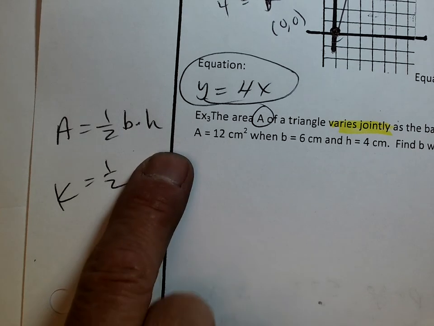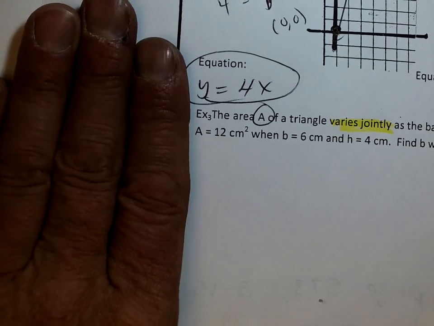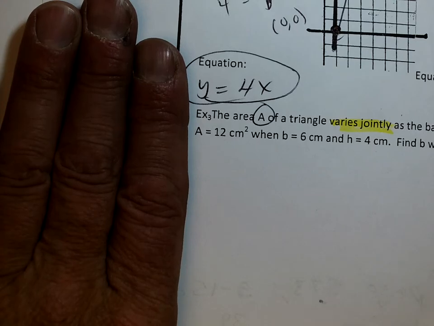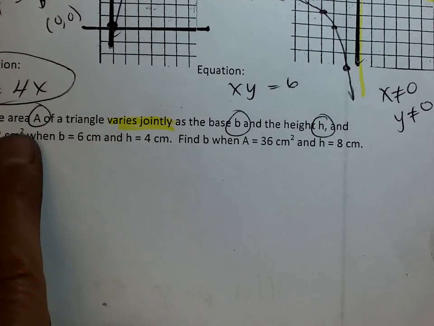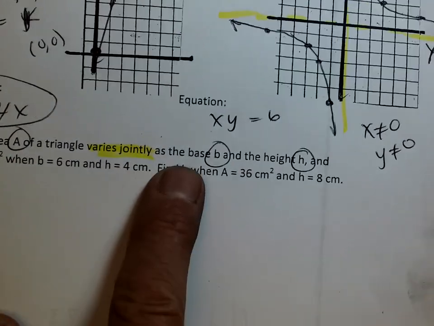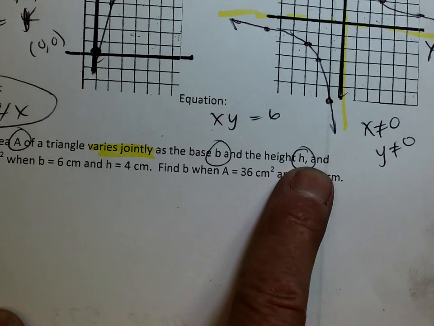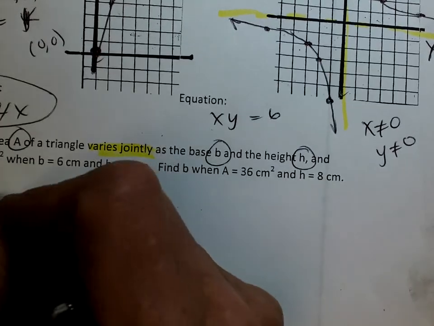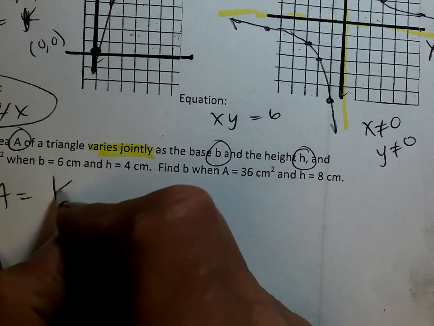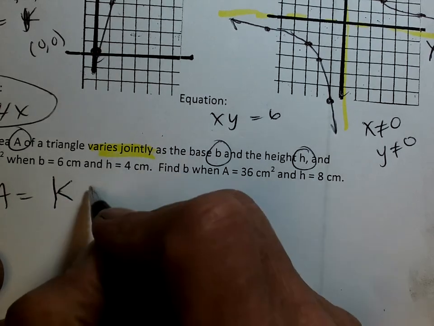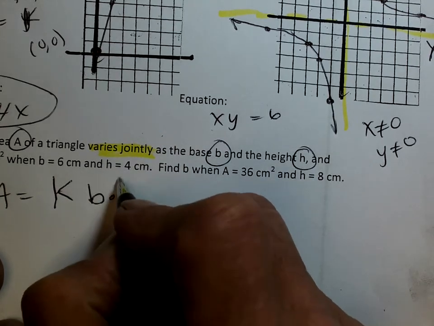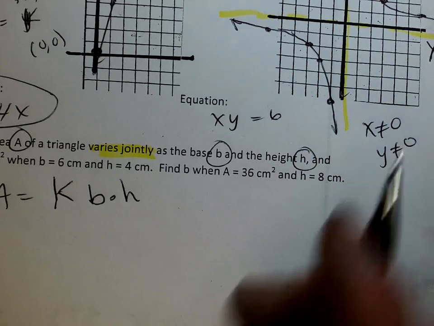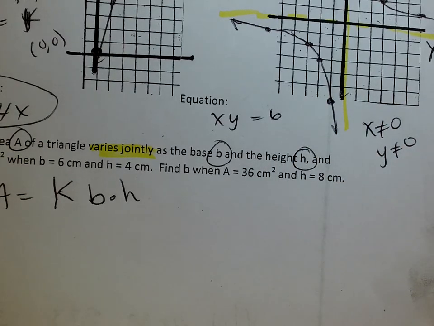I already know the formula. But let's just assume we don't. Let's do the math and see how it works. Okay, so the area of a triangle varies jointly as the base B and the height H. So I'm going to write A equals K times B times H, because if it varies jointly, we're going to have 3 or more variables.